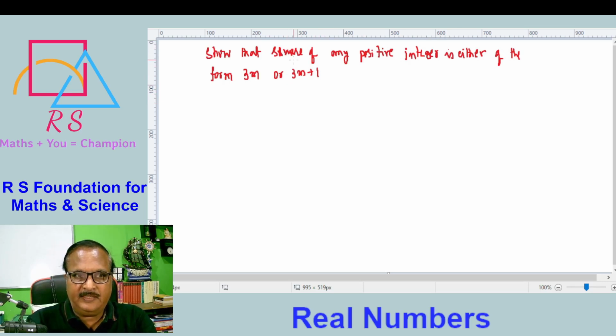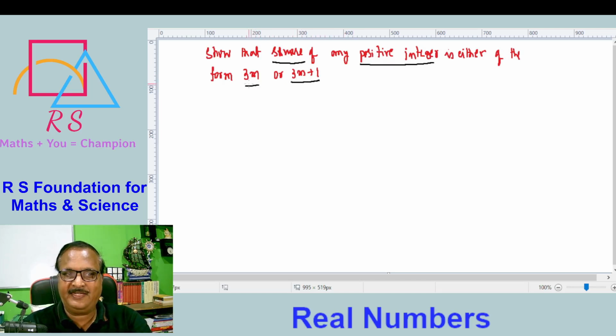Okay, so I hope you have understood. So here it is given: square of any positive integer is either in the form of 3m or 3m plus 1. Here 3 is the divisor. In the previous question 4q plus 1 is there, 4 is the divisor. Here 3 is the divisor. You should be able to understand the divisor.